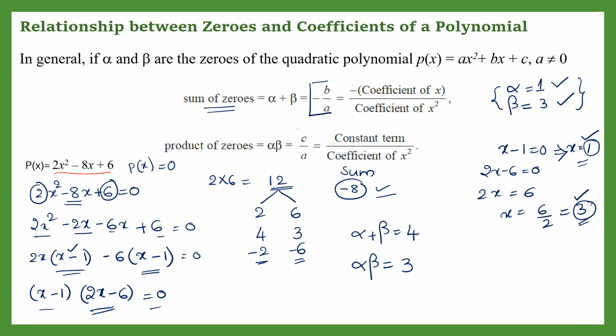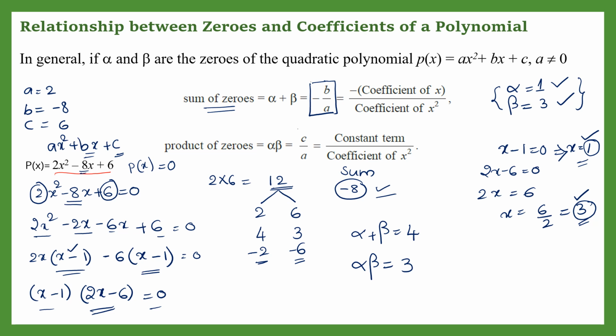Now let us verify this. They told that the sum of the zeros is minus b by a. See, this is the polynomial. Let us compare it with ax square plus bx plus c, which is the standard form of the polynomial p of x. If you compare, you get a is equal to 2, b is equal to minus 8, since here you have minus 8x, and c, the constant term, is equal to 6.